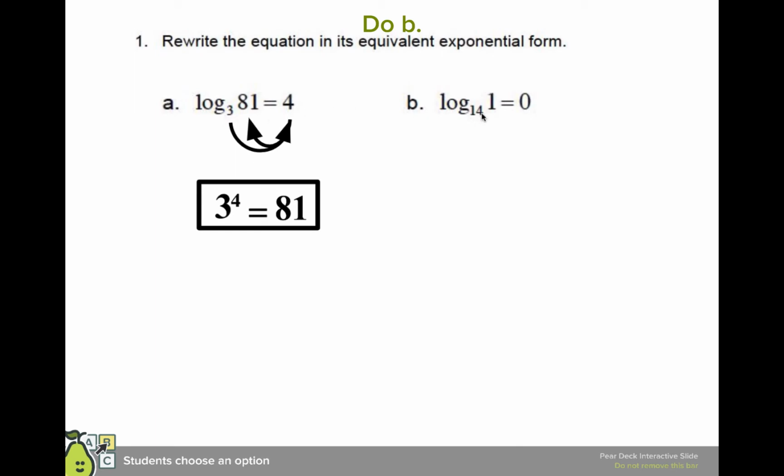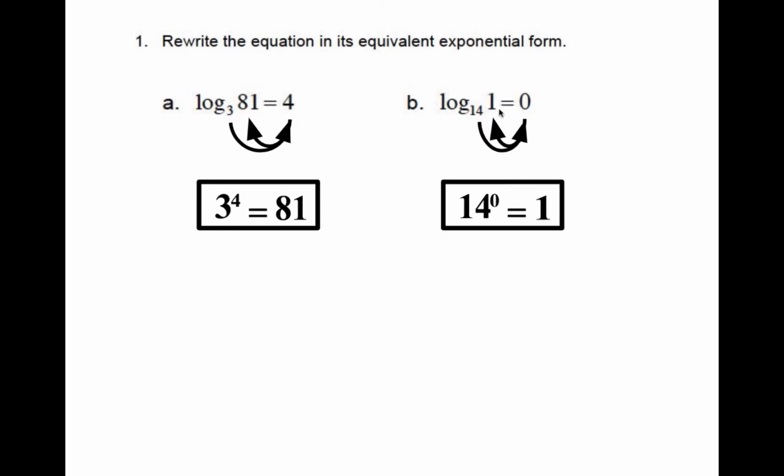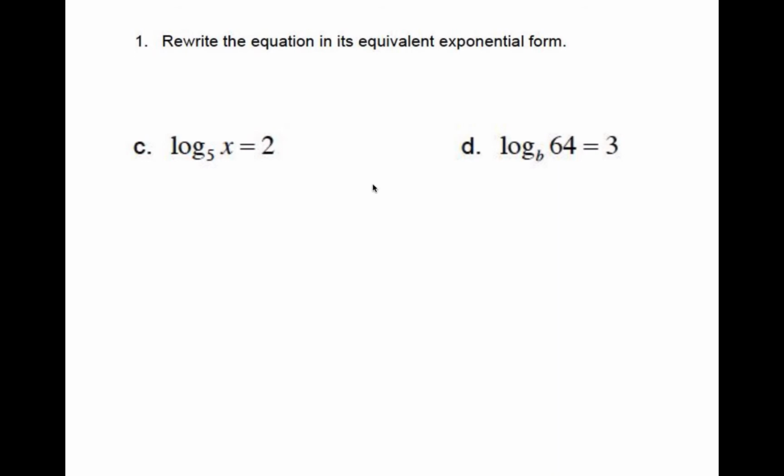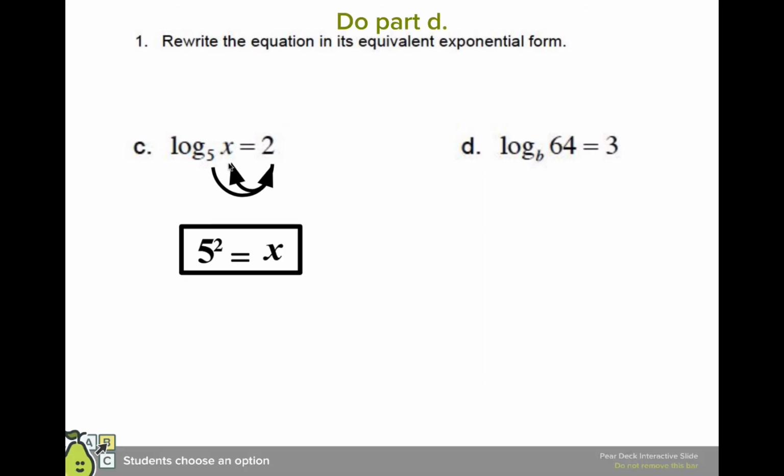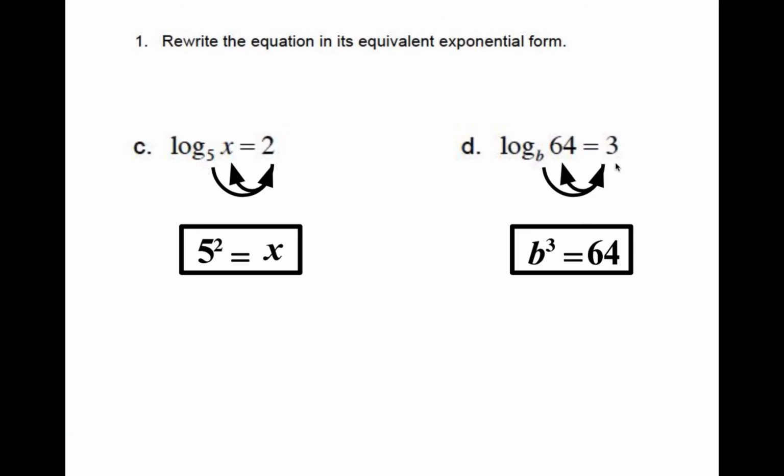For part B, you'd get 14 to the 0 equals 1. For part C, starting at the base, 5 squared equals x. And then in part D, b cubed equals 64.